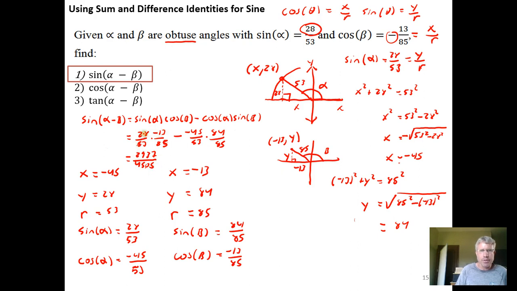And then we'll get negative 13 times 28. We have a double negation. We could actually rewrite this as a plus and add 45 times 84 to negative 13 times 28.